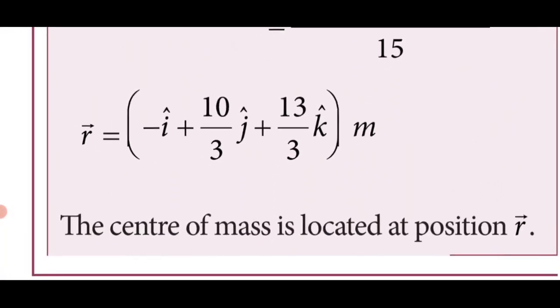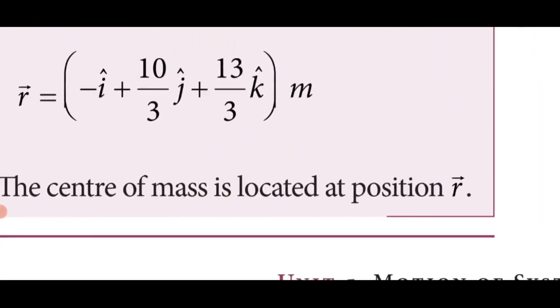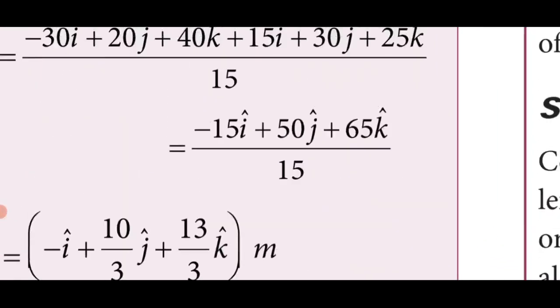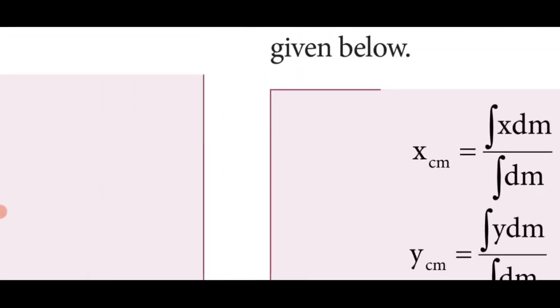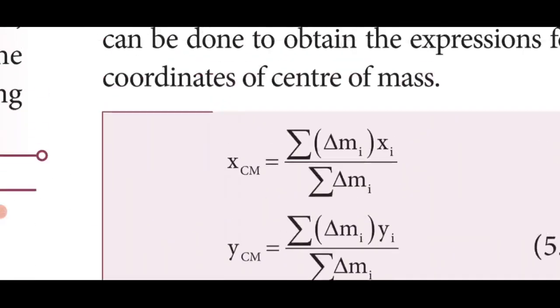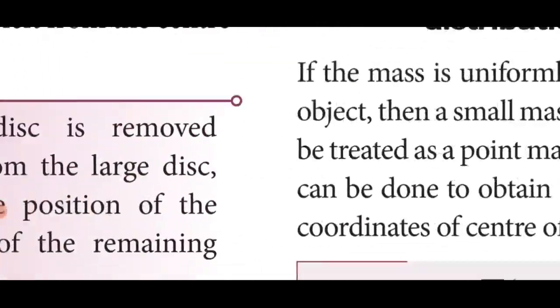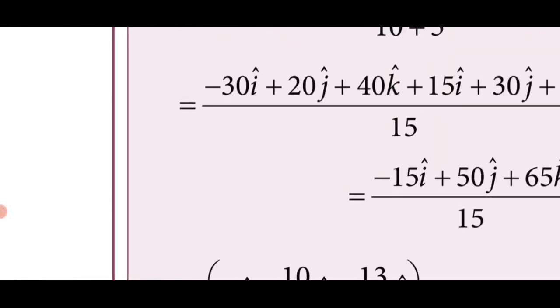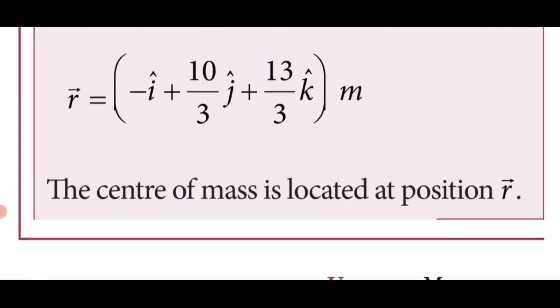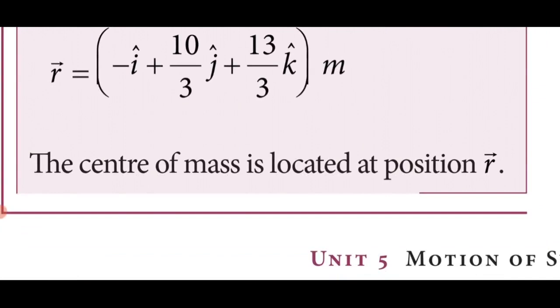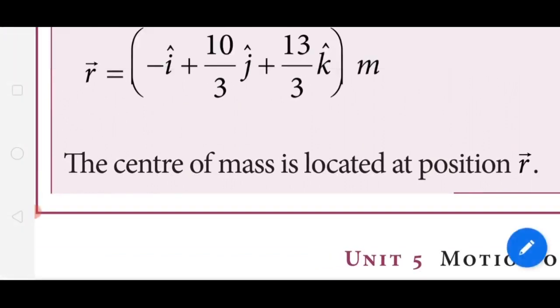So the final equation is R vector is equal to minus i plus 10 by 3 j plus 13 by 3 k, in m. So the center of mass is located at the position of this R vector. It is clearly given here for this equation. So this is the final equation, that is, the center of mass is located at the position of R vector.